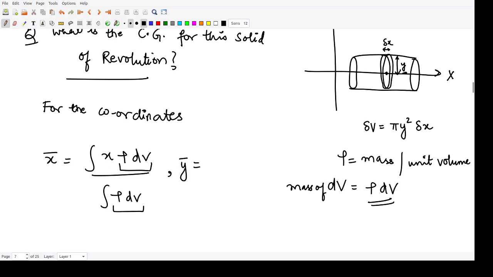And what would be the y coordinate? The y coordinate would simply be 0 in this particular case, when it lies on the x-axis. Otherwise, it would not be 0, and it would be equivalent to integration of y rho dv divided by integration of rho dv. So this is the general expression.